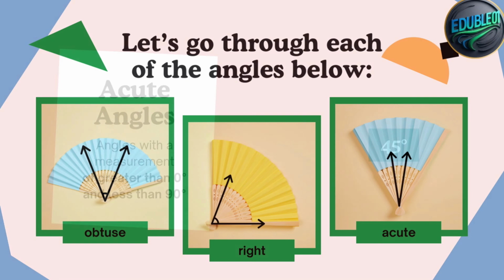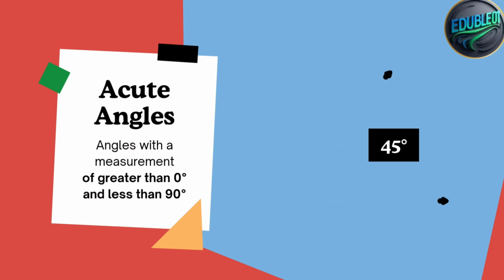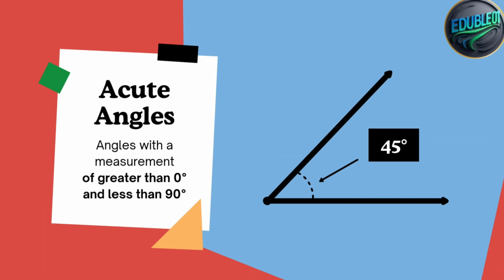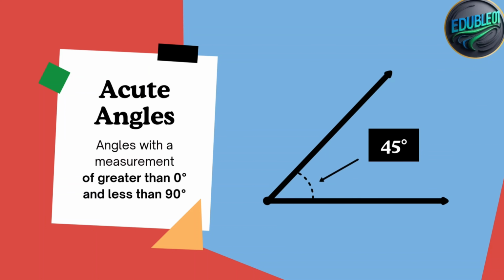Let's see what an acute angle is. As the name suggests, it's acute. Acute angles have a measurement greater than 0 degrees and less than 90 degrees. So it can be 45, 60, whatever, but less than 90. That is when an acute angle is formed.